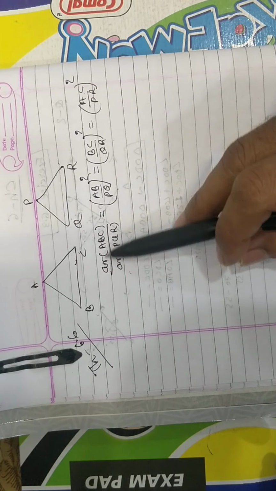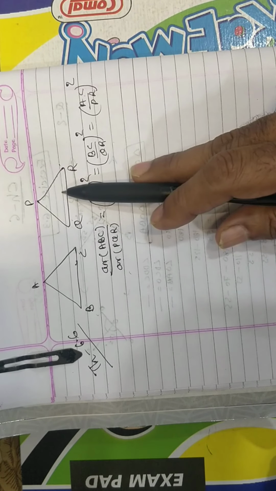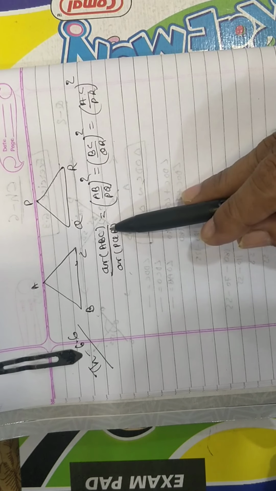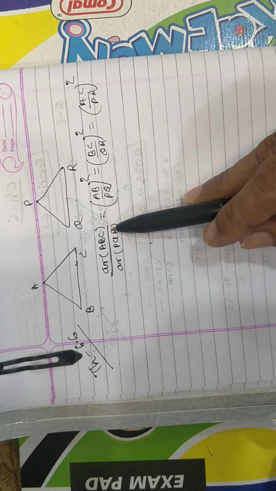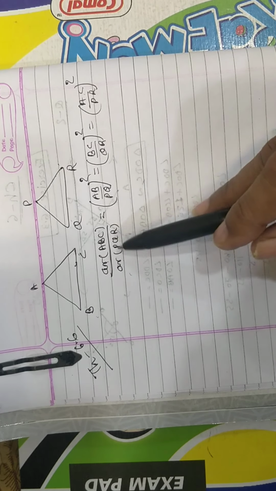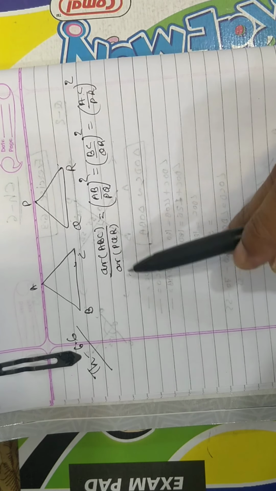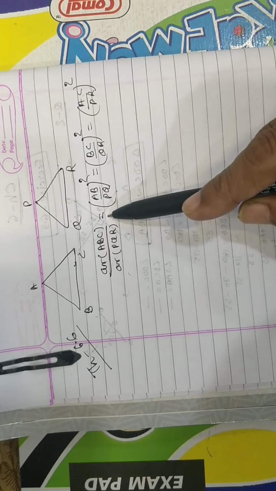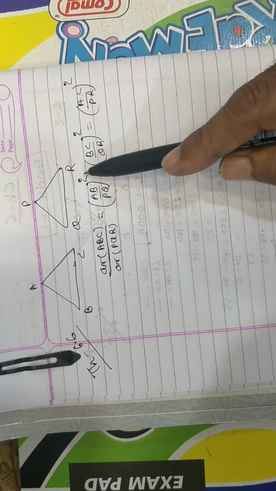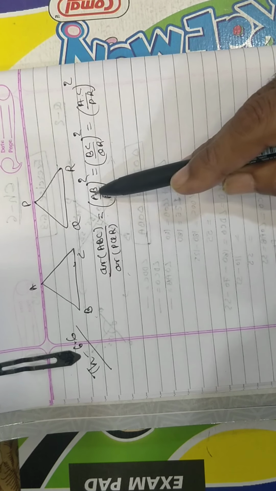So theorem 6.6: the ratio, that means division, the ratio of the area of two similar triangles is equal to the square of the ratio of their corresponding sides.